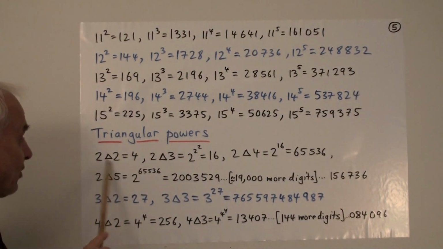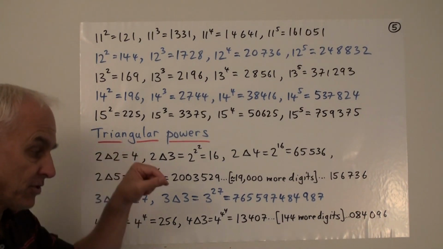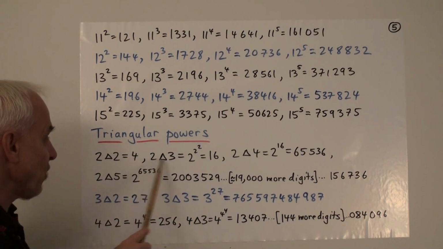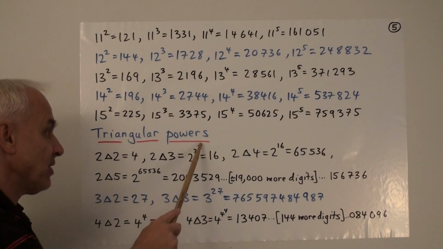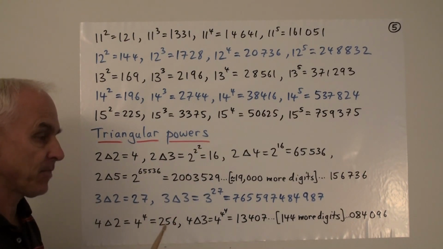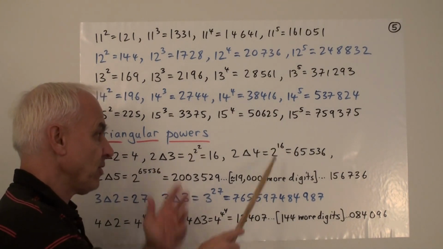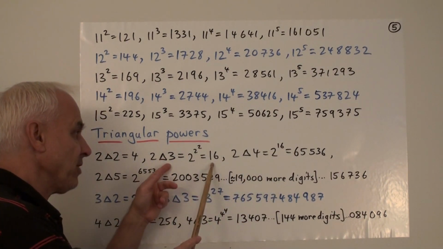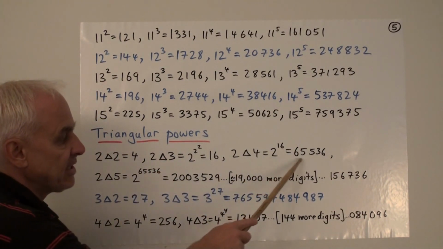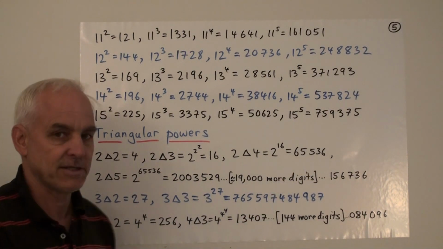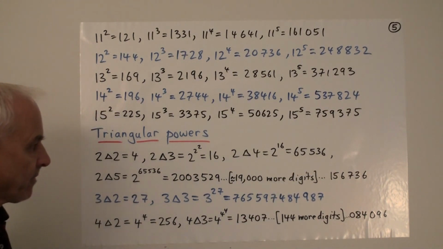So 2 triangle 2 would mean 2 to the 2, which is 4. 2 triangle 3 would mean 2 to the 2 to the 2, which is 16. 2 triangle 4 is 2 to the 2 to the 2 to the 2, which is 2 to the previous one, 2 to the 16, which is 65,536. What about the next one?